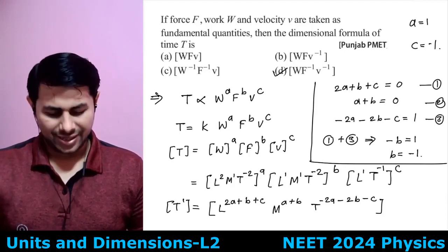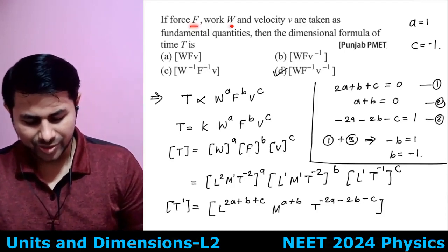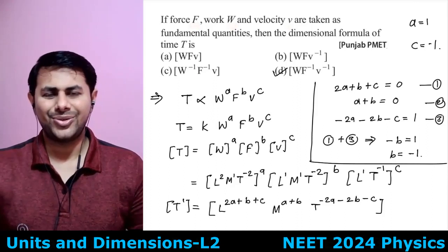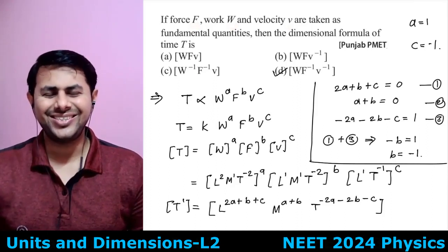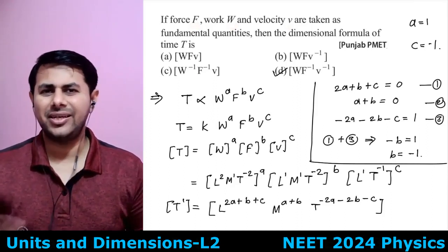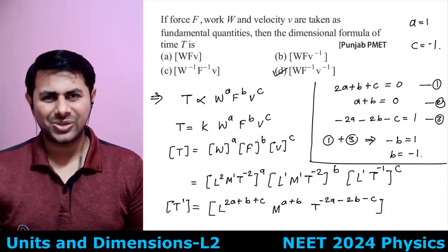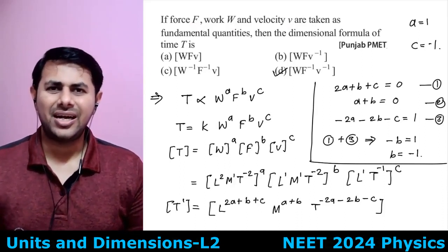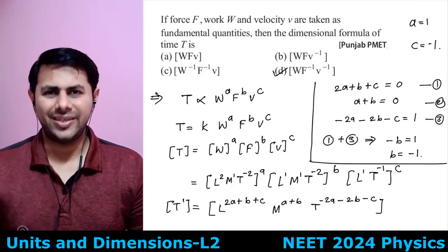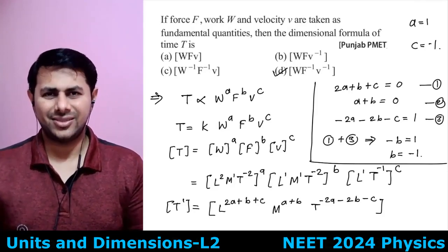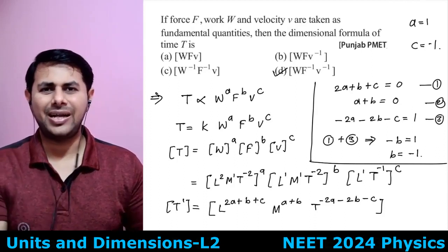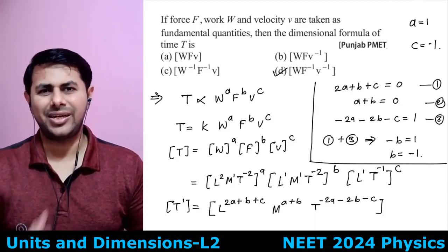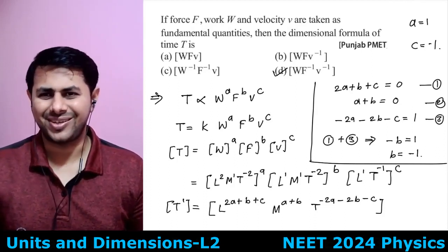And these are simple quantities: force, work, and velocity. In the recent trend they are asking about, let's say, Planck's constant, the universal gravitational constant, and velocity of light. They are taken as fundamental quantities, and you find, let's say, the dimensional formula for length or mass or something.